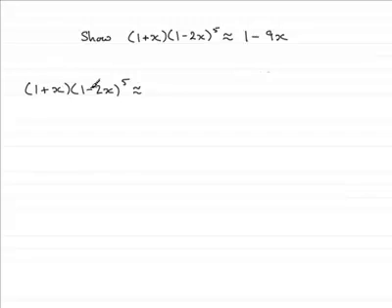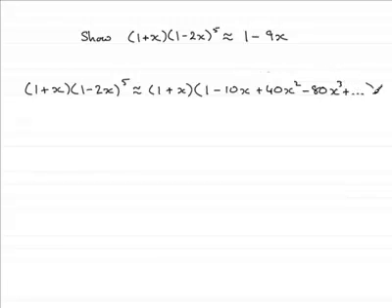So what is this going to be roughly equal to? Well, it's going to be 1 + x multiplied by the binomial expansion of (1 - 2x) to the power 5. But we actually did this in the first part of the question, and we found that to be 1 - 10x + 40x squared - 80x cubed. And don't forget to put "and so on" there on the end.